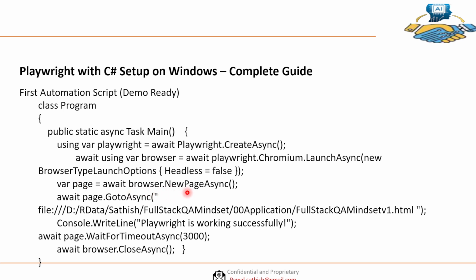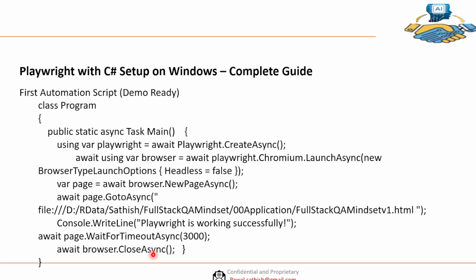Browser.NewPageAsync. Here I simply mention page.GoToAsync, and this is our application which will launch. After that, on the console we simply write that Playwright is working successfully, and I have explicitly mentioned a 3-second wait here, and after that I'm closing the browser. This is a simple script we will execute after our installation, so that we ensure our Playwright with C Sharp setup is done correctly and properly. After that, we are good to use the framework.